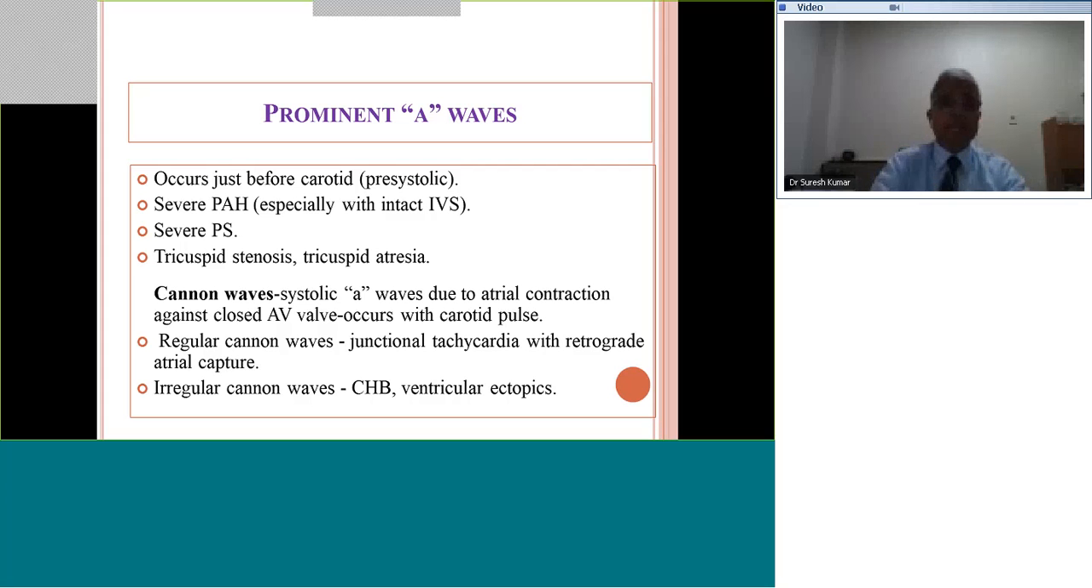Cannon waves may be regular or irregular. Regular you can get in junctional tachycardia with retrograde atrial capture, and irregular Cannon waves you could get in complete heart block and in ventricular ectopics. Classically, it's a feature of complete heart block, but ventricular ectopics could also cause it. The key pathogenetic feature is that the atrium is capable of contracting against closed AV valve. Normally, it doesn't happen. That is why you get Cannon waves in complete heart block or ventricular ectopics.